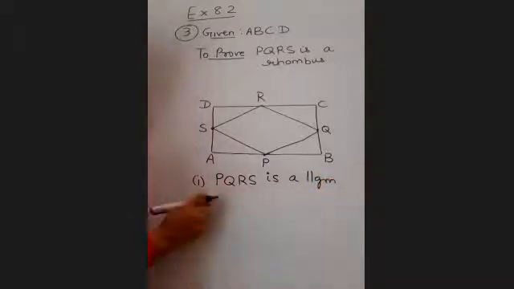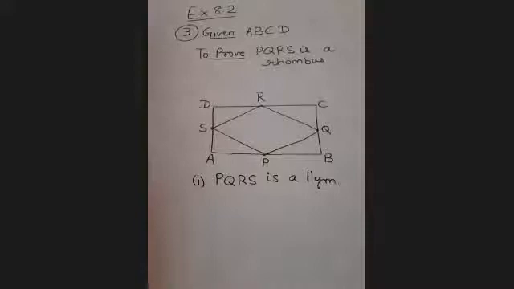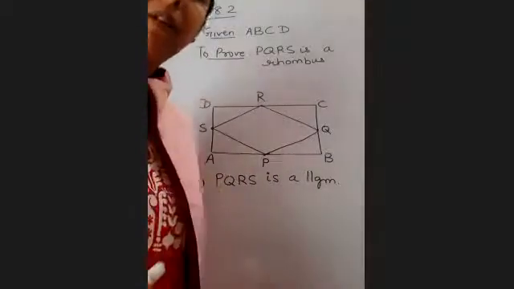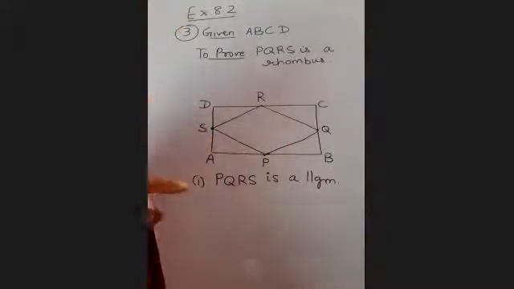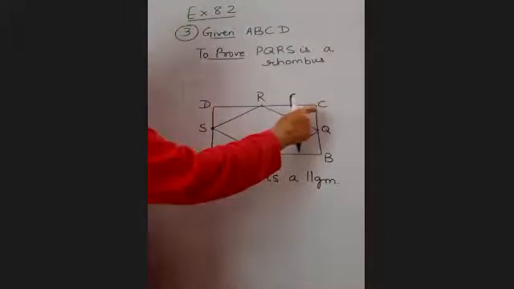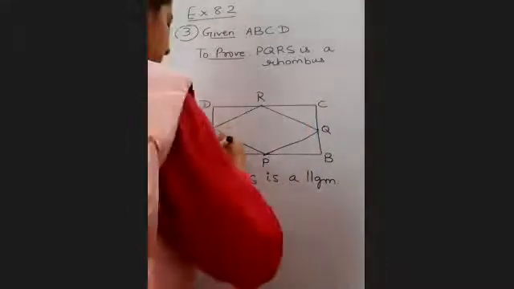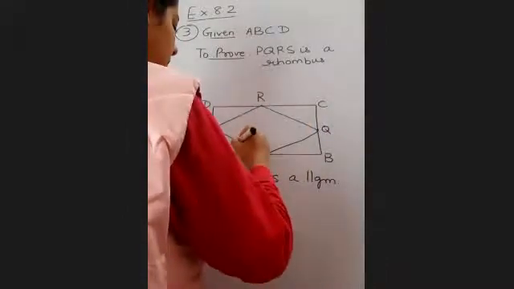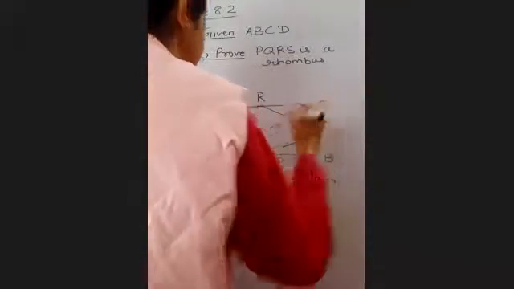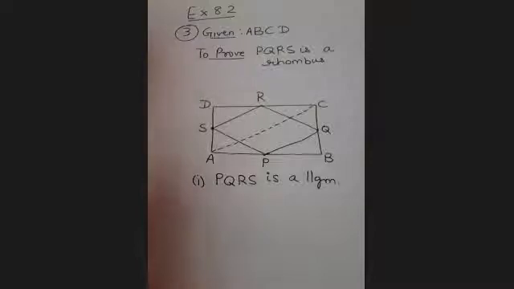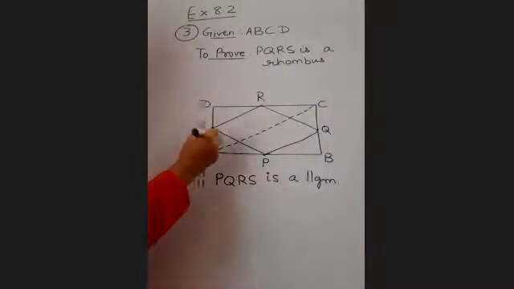And we are going to show that PQRS is a parallelogram with the help of which theorem? Midpoint theorem. And midpoint theorem is applicable in which figure? Triangle. So first of all, we need to have a triangle over here. For that matter, let us do a construction and join AC.